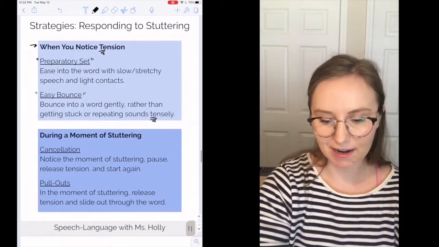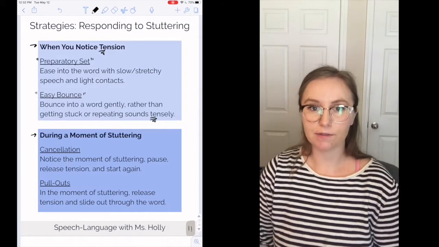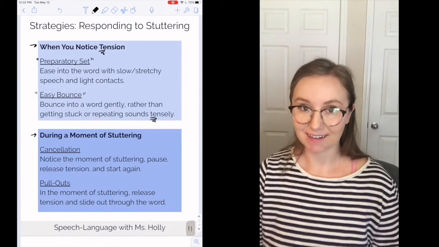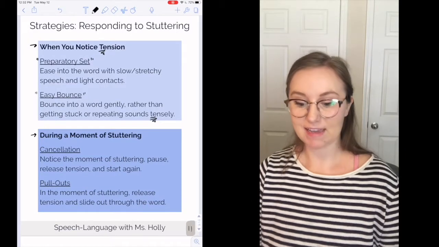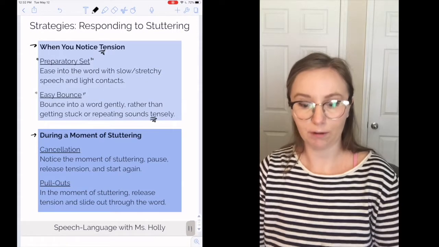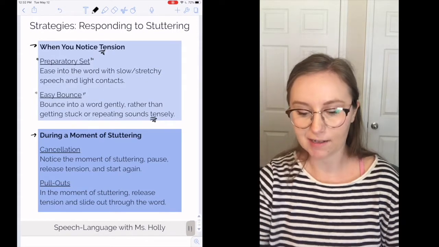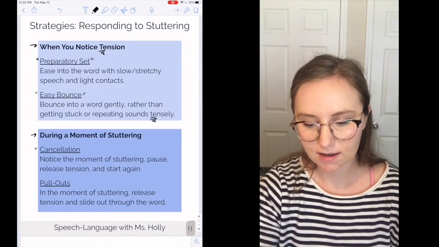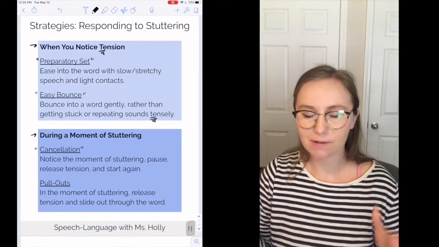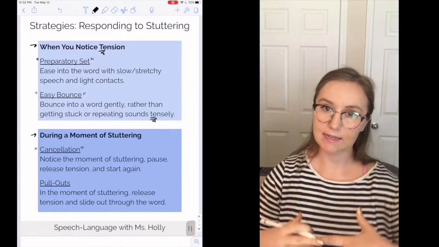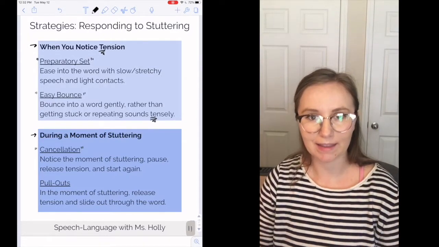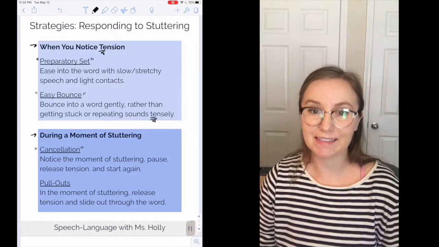The next set of strategies are things that you can use during a moment of stuttering. And once again, it's okay to stutter. What you want to do is notice it and then see how you can keep moving forward. So this first strategy is called a cancellation. And it's where you notice the stuttering. What you do is you pause, you release any tension that you're holding on to, and then you start it again. So you have a clean slate there.